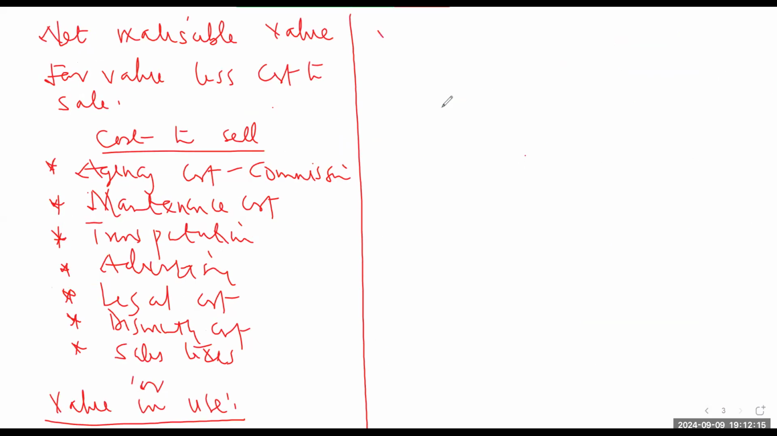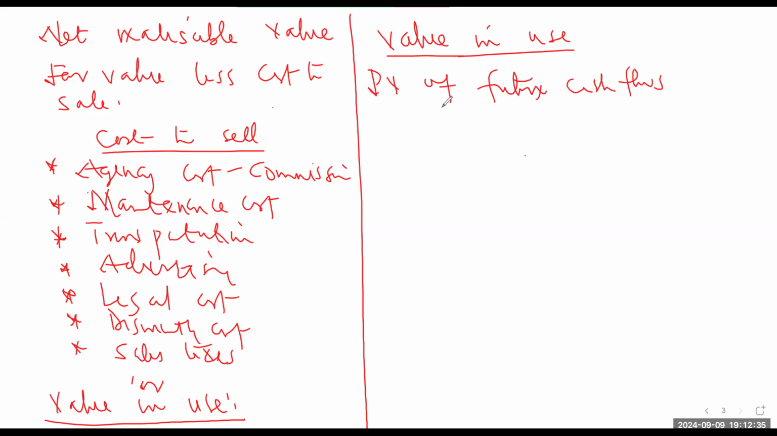Our problem will now be how do we calculate the value in use? The value in use is just the present value of the future cash flows that will be arising from the continual use of the asset. So you either sell it or you want to use it. You only say you want to use it if you need the asset, or you have realized that the asset is going to give you more benefit than selling it.